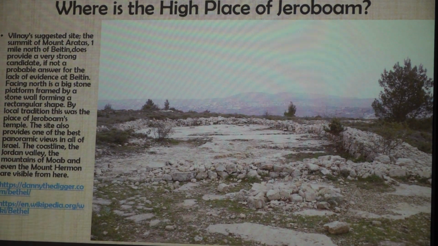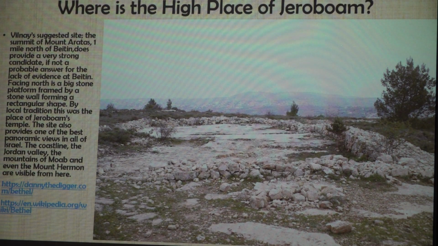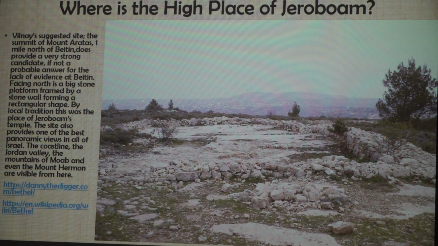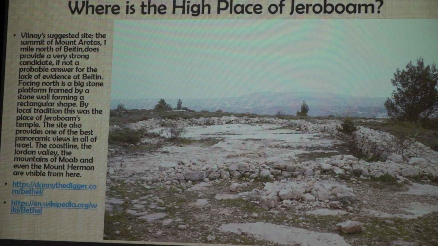It's only 1 mile north of Beittin, and it seems to have features that might suggest this was the actual site not only of the shrine and the high place, but also perhaps where Jacob originally dreamt the dreams and built his high place or altar to the Lord. It's a beautiful view from there. You can see the Jordan Valley, the coastline of the Mediterranean, and it's a very ideal spot for a shrine to be built.